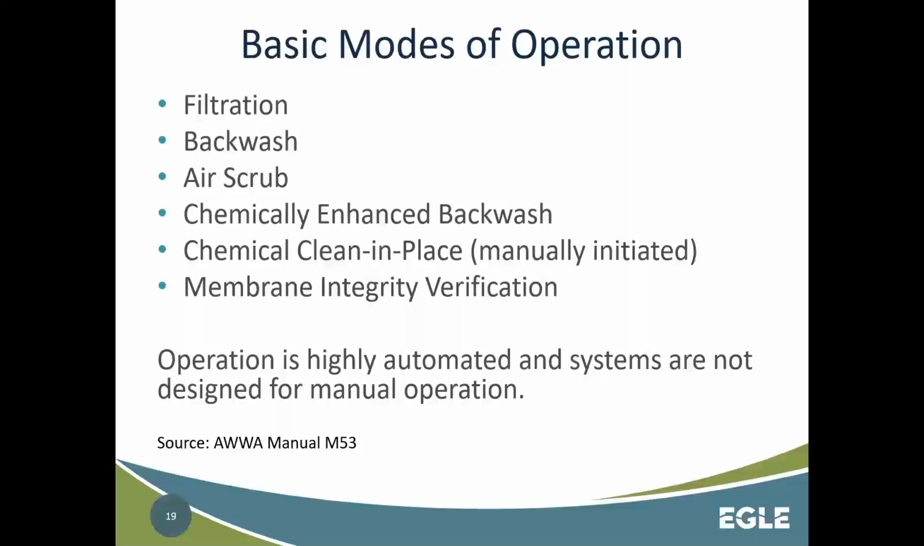Then much less frequently, they would do a chemical clean in place. Usually that's a manually initiated activity, whereas the rest of them tend to be kind of an automated thing. And that chemical clean in place, we'll talk about it more later, but that's to clean the membranes to get a good clean to kind of restore the performance. And then another very critical part of operation is integrity verification. By that, basically, we're trying to identify if there are any tears or holes or breaks in that membrane.